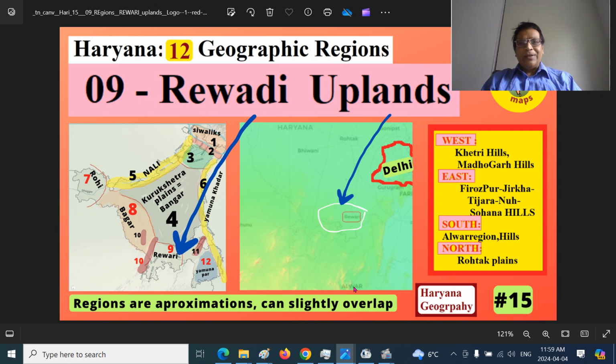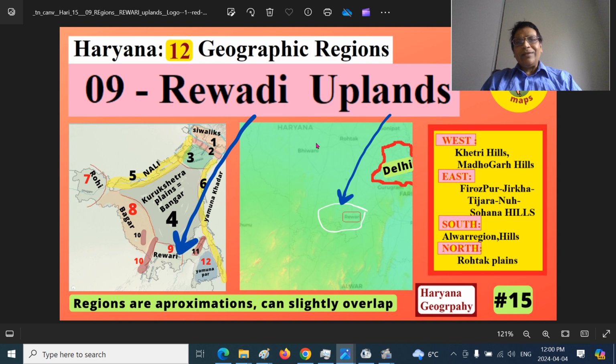This is the Alwar mountain region. In the west, you have the Khetri hills, and also, not visible, Madhogarh hills in the western part. And the eastern part, you can see here nicely, that is the Firozpur Jirka hills and Tijara hills, Nuh Sohna hills, close to Delhi urban area, on the eastern side. South is, of course, the Alwar region, Alwar hills in Rajputana, that is the Machia region of Bharat.